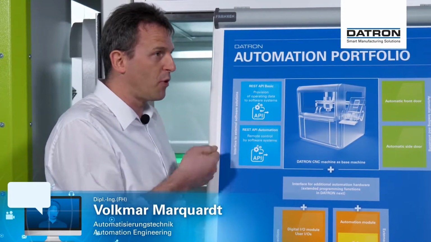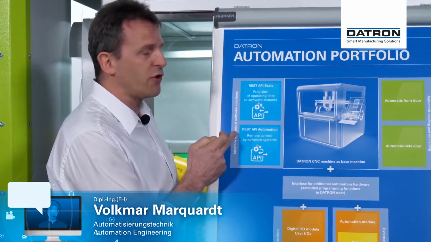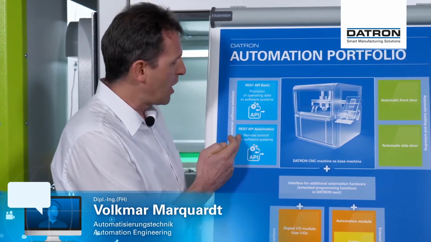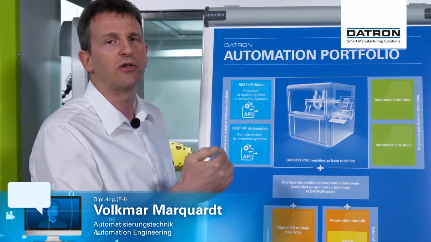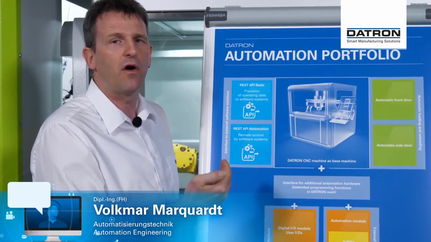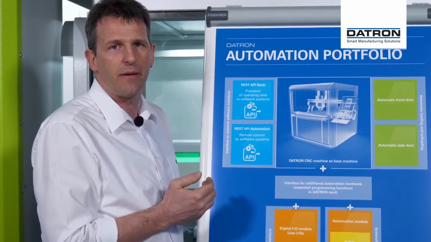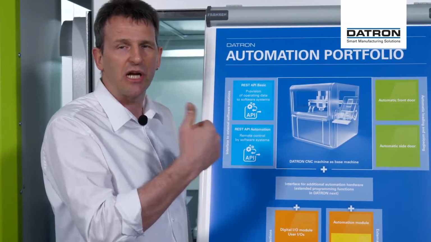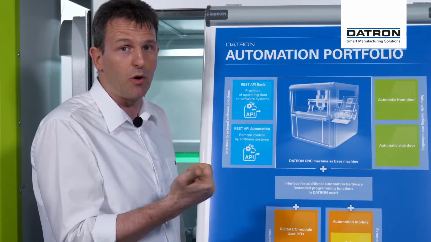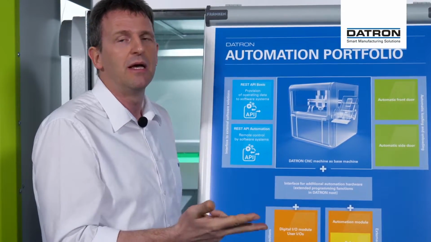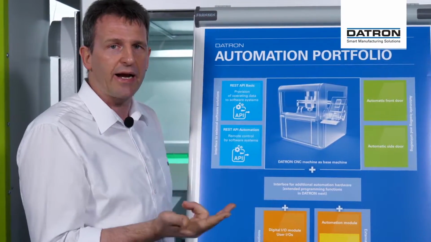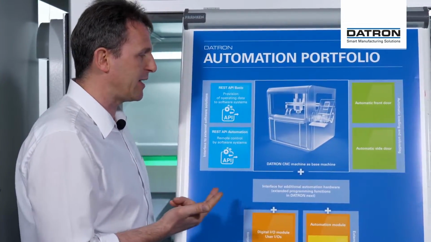So the most important thing is the REST API automation. With the REST API automation on top, you can control the machine from a remote PC, for example. You can start a program of your choice, you can stop the program, you can interrupt the program, and do all these things to interact with the machine automatically.